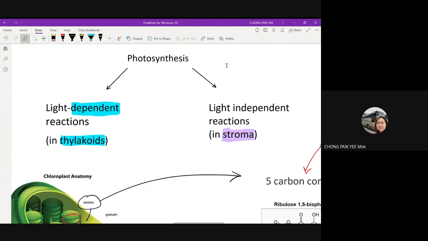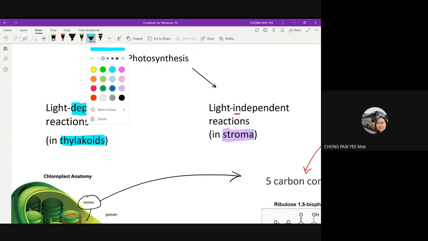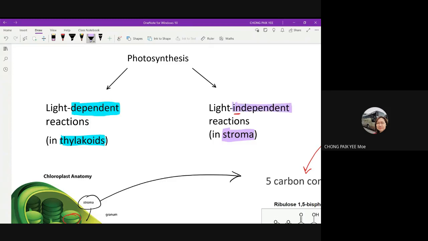And the other reaction is called light-independent reaction. Take note of the word here, light-independent. There should be a hyphen in between. And it happens in a different place. It happens in the stroma. Now, stroma is the liquid component, which is outside of the thylakoid. I'll show that in a minute in the picture. So this is independent. We go one by one.